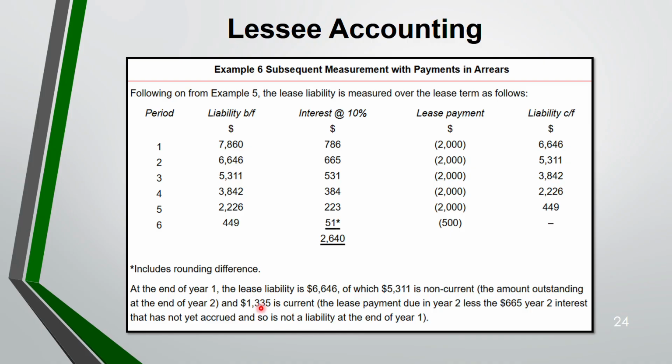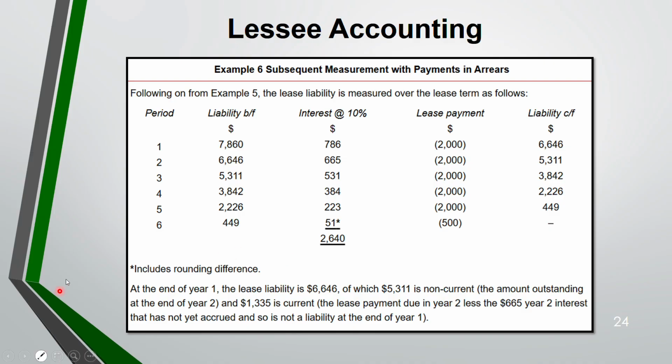And there is another way of finding the current balance: take your lease payment due in year 2. What is your lease payment due in year 2? 2000. And from that 2000 deduct 665, that is your interest, the year 2 interest. That has not yet accrued, and so it is not a liability at the end of year 1. You will get 1335. But if that's tougher for you, do it the other way around. First find this, just find the difference between these two. You will get your current. This is non-current, so the balance, the difference between them, is your current liability.